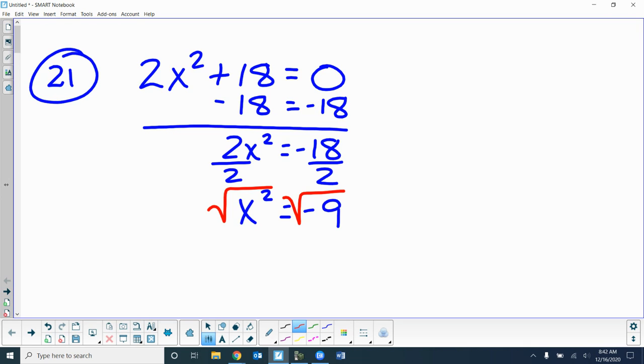And what's the square root of -9? 3i. What else do I have to remember? Plus or minus. A lot of you missed a few points on that last chapter 5 test because you forgot that little symbol. Okay?